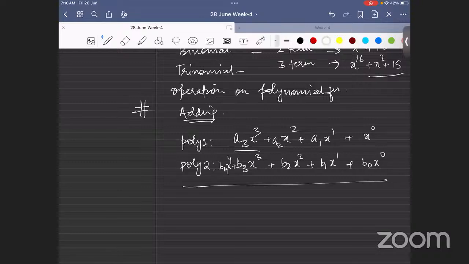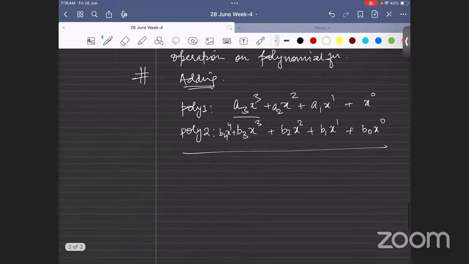If I have to add both these equations, we'll just arrange them, the polynomials that have been given to you, in decreasing order of degree. If the variable is only one for this polynomial, the variable is only x. For the second polynomial also the variable is x only, in both cases x. You can just arrange it in decreasing order of the degree.